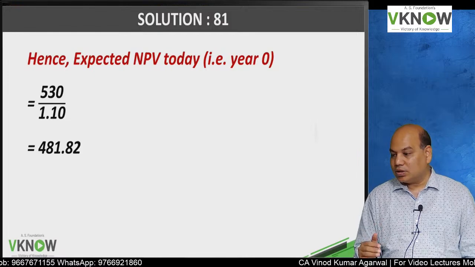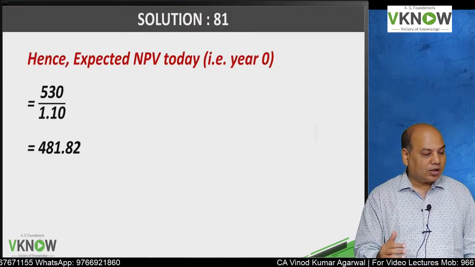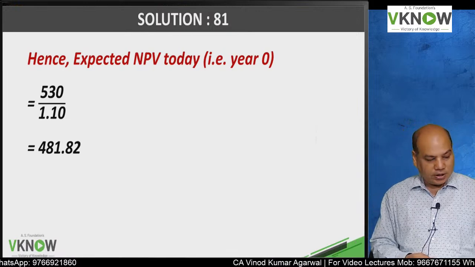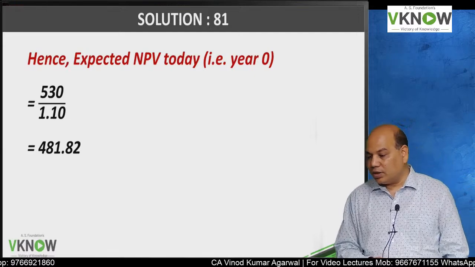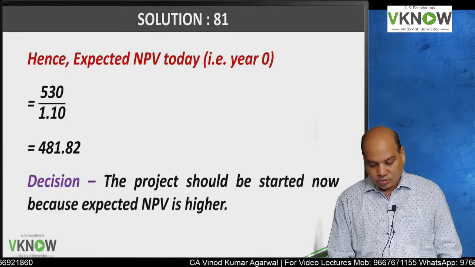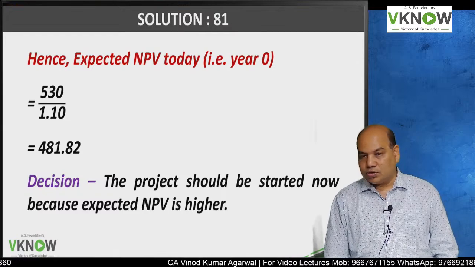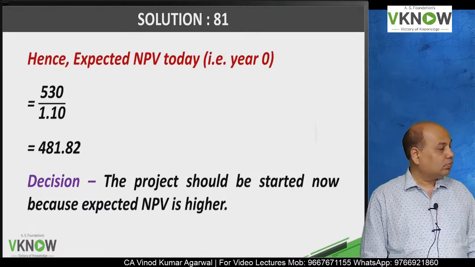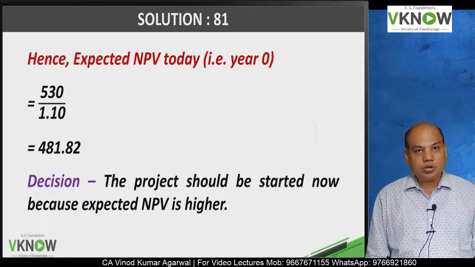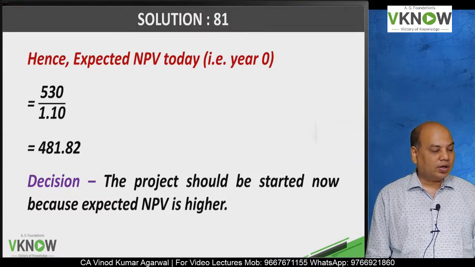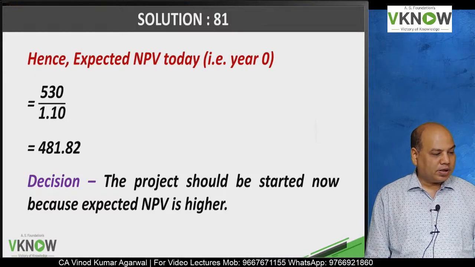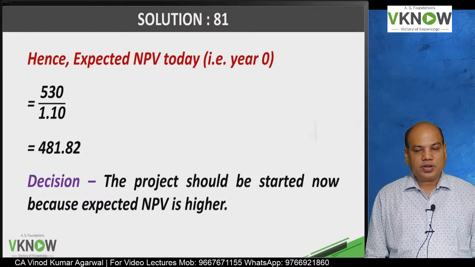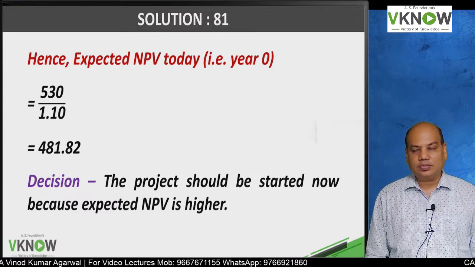Please answer what is preferred. Start now or wait for 1 year. Start now will give you 530. Wait for 1 year, 481.82. So the answer, write down, the project should be started now because expected NPV is higher.